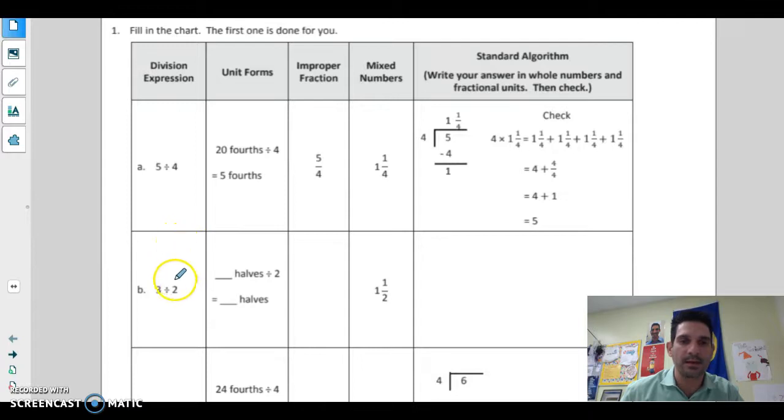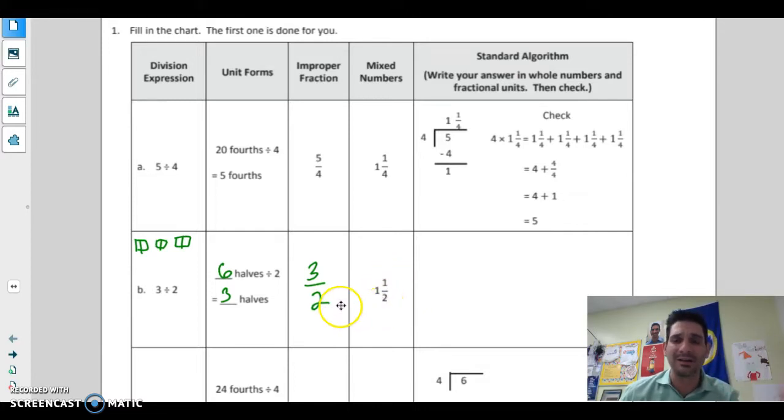Now, remember back in lesson 2 when we were drawing out those pictures, I would have drawn 3 pieces, 1, 2, 3, and I cut them into twos. How many halves do I have total? I have 6. So that's where you'd put the 6 right here. So 6 halves divided by 2 is 3 halves, which as an improper fraction is 3 over 2, which as a mixed number is 1 and 1/2.